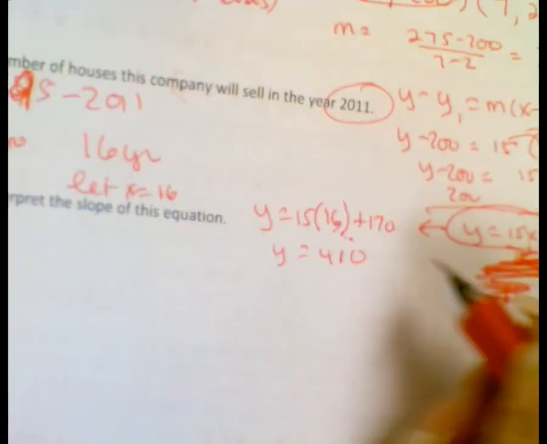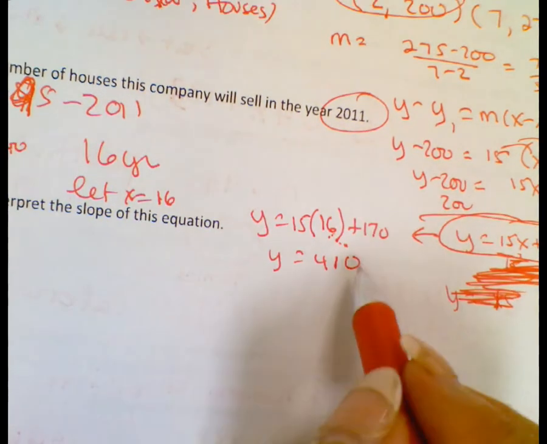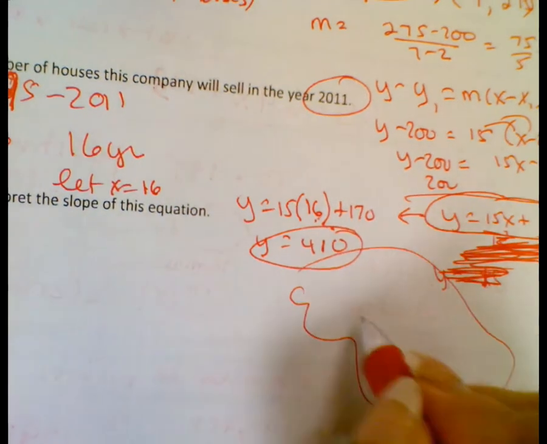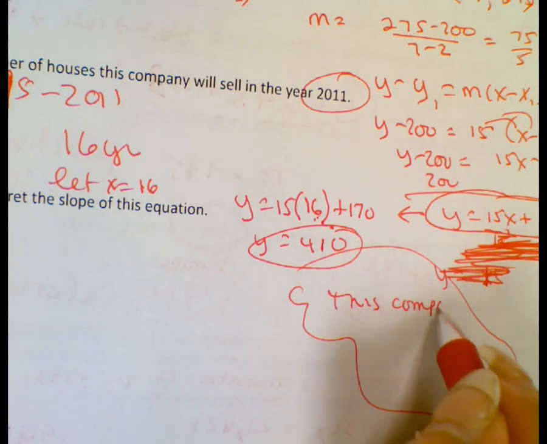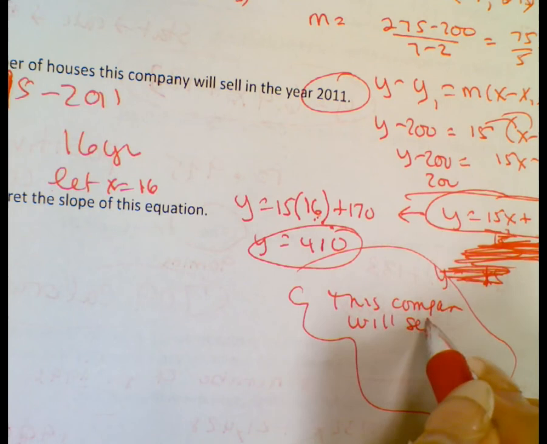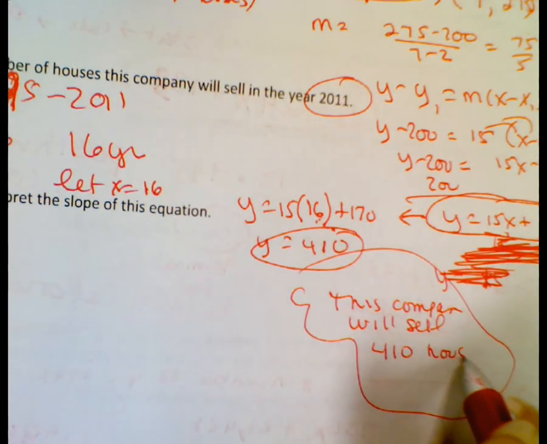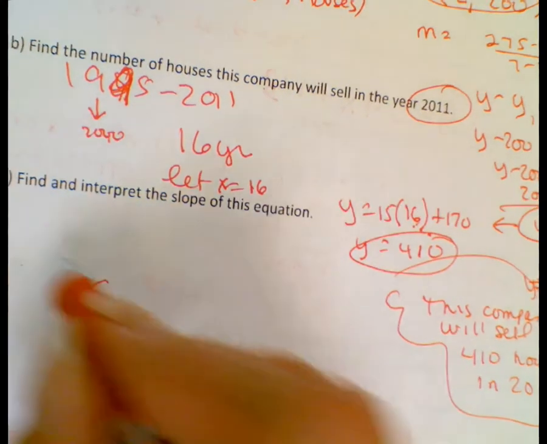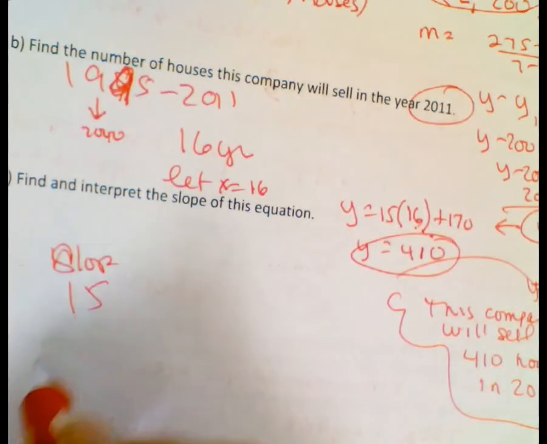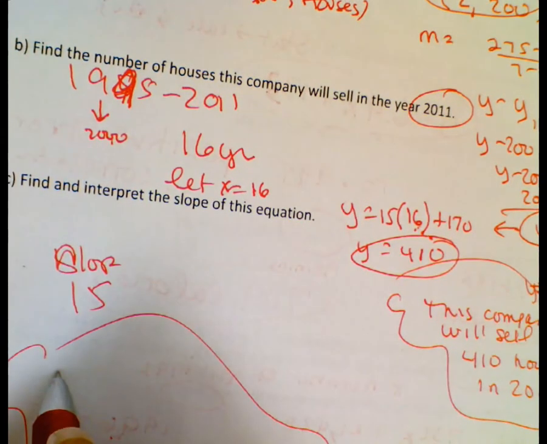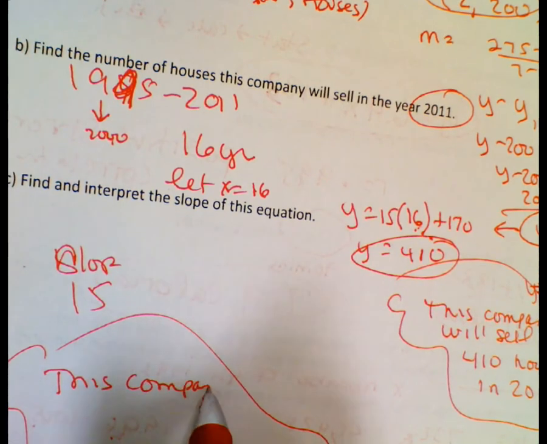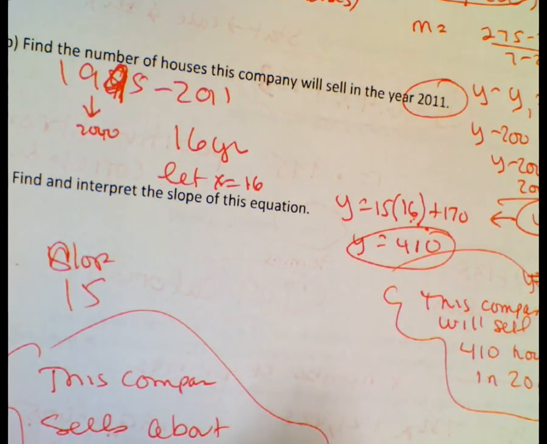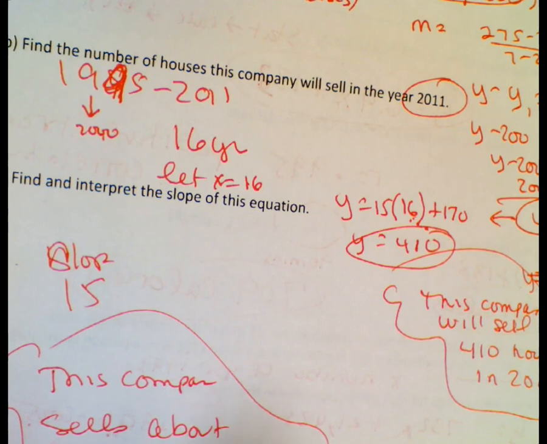So this company is going to sell about 410 houses in 2011. So you want to write that. This company will sell 410 houses in 2011. Find and interpret the slope. The slope is 15. So this company sells about 15 additional houses each year.